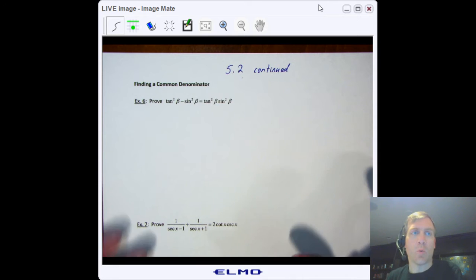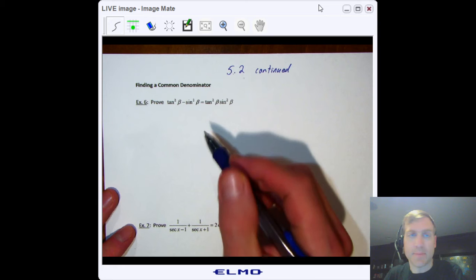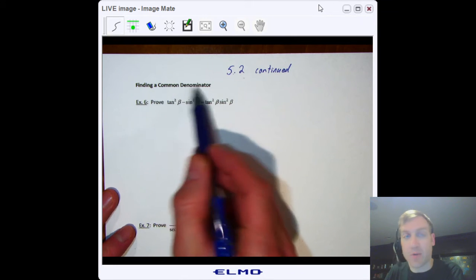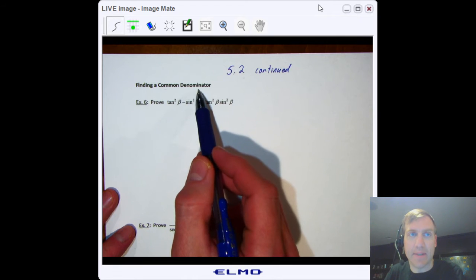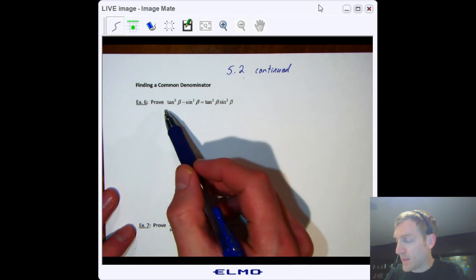Anyways, we're going to do a couple more problems here that are similar to ones you did in 5.1, where anytime you want to add or subtract fractions, we know we have to get a common denominator. Okay, so let's start with this one.